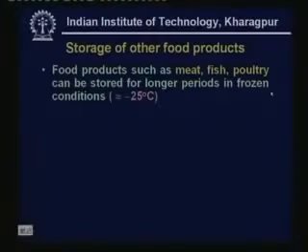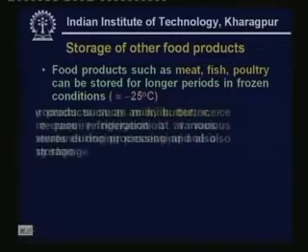Let's look at the storage of other food products. Food products such as meat, fish, poultry, they can be stored for longer periods in frozen conditions. The reason behind this is also the same as that of a dry product. When you are freezing a food product, you are actually temporarily stopping the water activity, because in frozen condition water will be available in the form of ice, so the water activity is considerably reduced. So the bacterial activity is also reduced, thereby you can increase the storage life of food products.